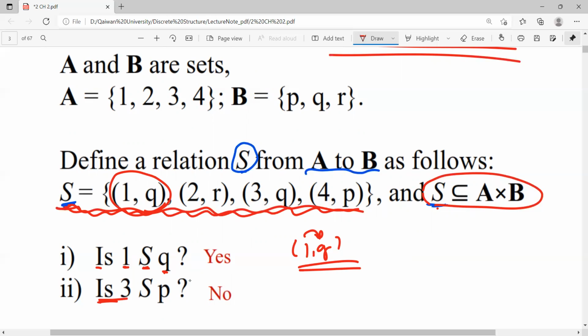In the second one we have: is 3 related to P? If we have 3 and P, the answer is yes. But if we have no 3 and P, the answer is no. Okay? In S, we are going to look for 3 and P. We can't find 3 and P. That means the answer is no, because 3 is not related to P.